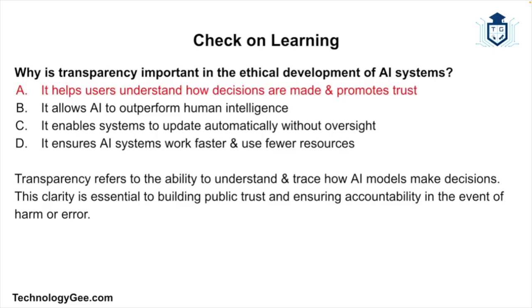Transparency refers to the ability to understand and trace how AI models make decisions. And this clarity is essential to building public trust and ensuring accountability in the event of harm or error.